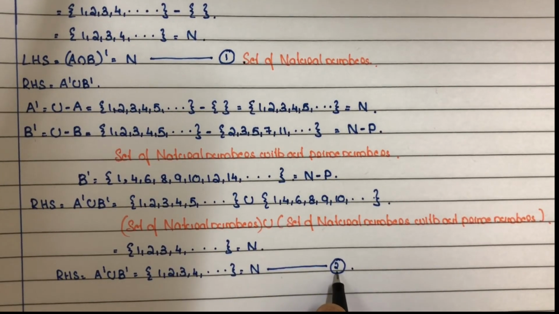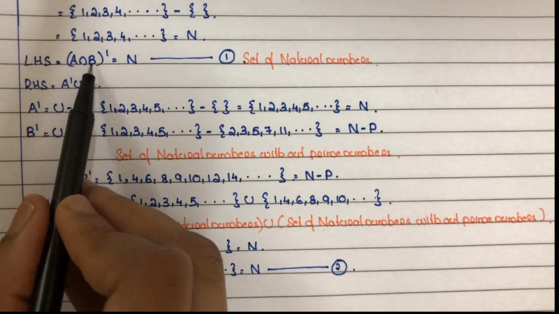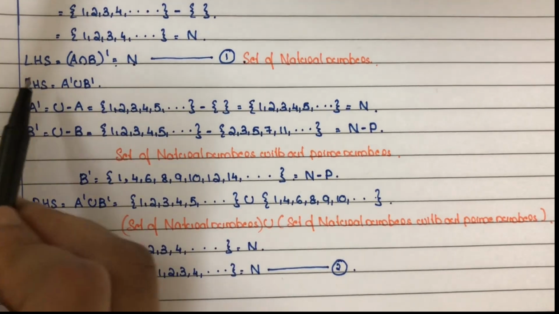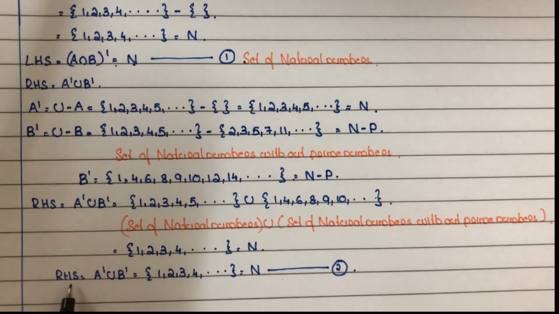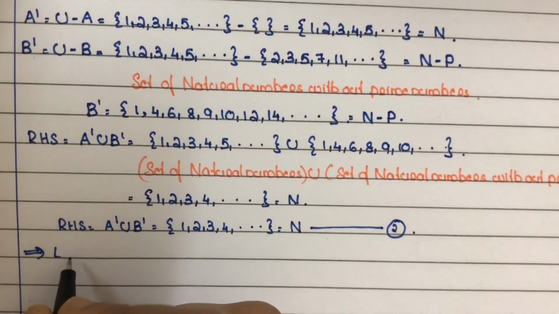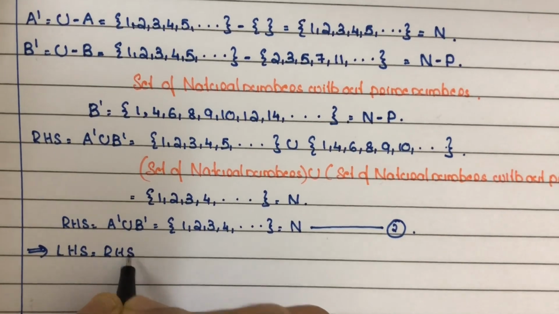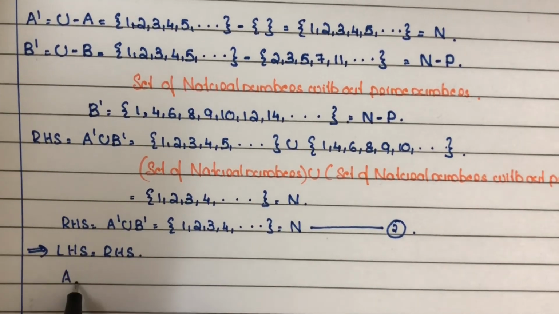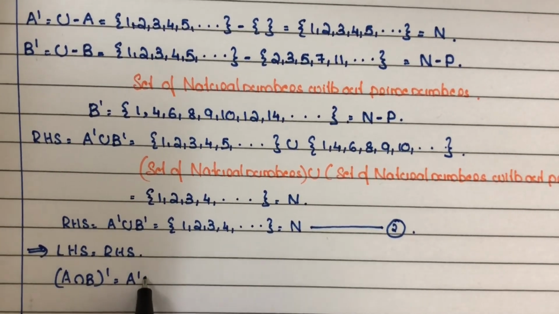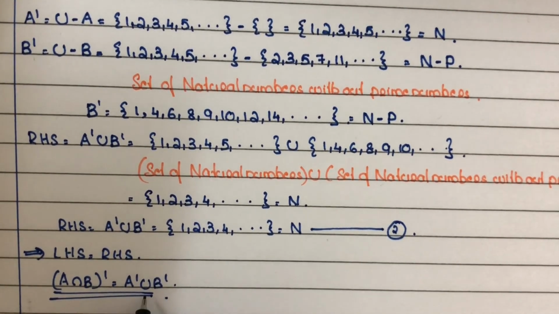Now compare this with equation 1. Equation 1, LHS equal to A intersection B whole complement equal to N. So here LHS equal to RHS. So this implies LHS equal to RHS. That is A intersection B whole complement equal to A complement union B complement. So second law also verified.